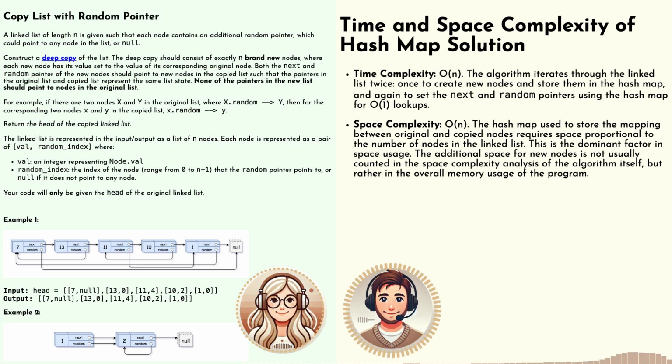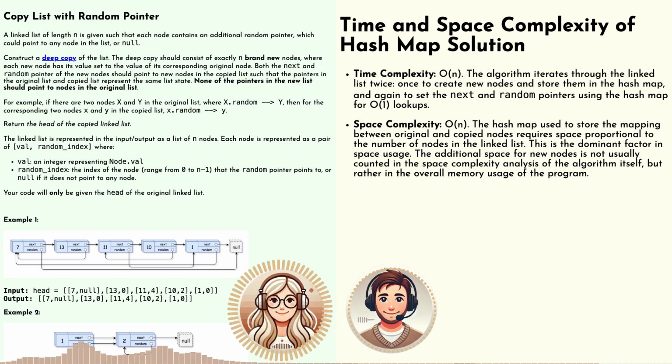Gotcha, that makes sense. And then what about space complexity? So space complexity basically refers to how much extra memory we are using in our algorithm. And in this case, the main thing that's contributing to that is our hash map. As the linked list grows, the hash map also has to grow to accommodate all of those mappings. So that would also be a linear space complexity. You're absolutely right. The space complexity of this hash map solution is also O of n because, at worst, our hash map needs to store a mapping for every single node in that original list.